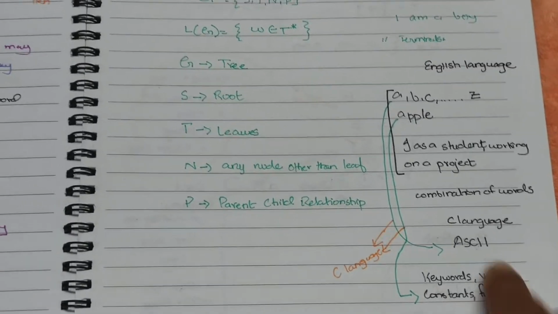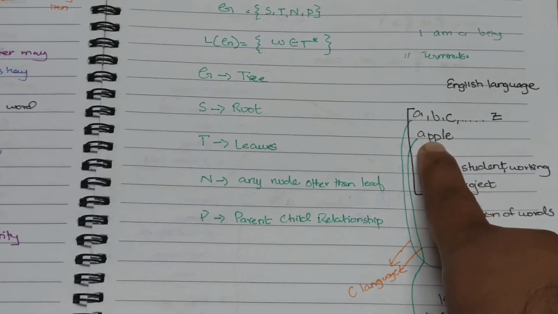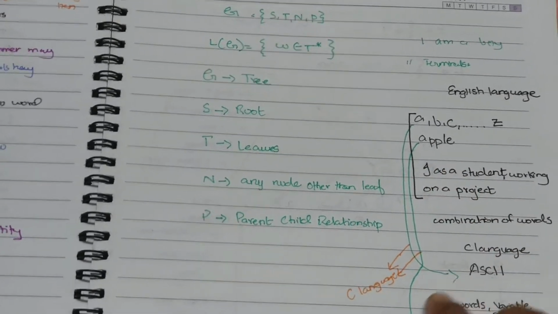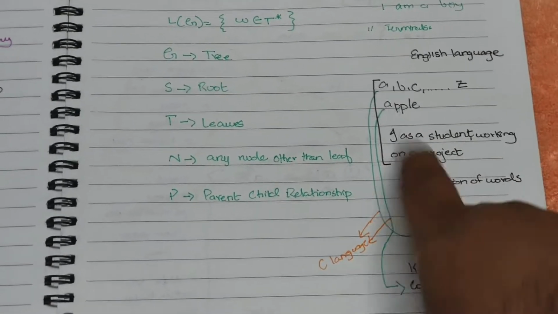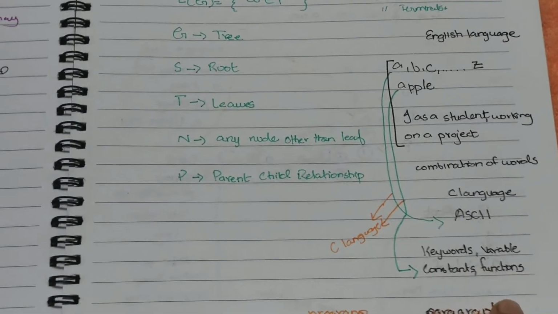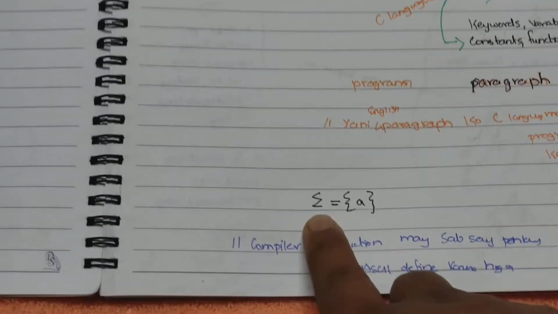Okay, so if there's a word apple in English language, if we see in terms of C language, then we know that apple can be converted into ASCII characters. A can be converted into 65, I guess B is 66 or something. Okay, and A, B, C up till Z are variables, constants, keywords, and functions. Okay, then we know the source.